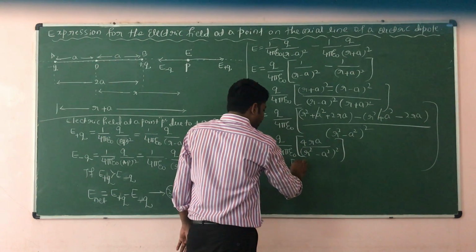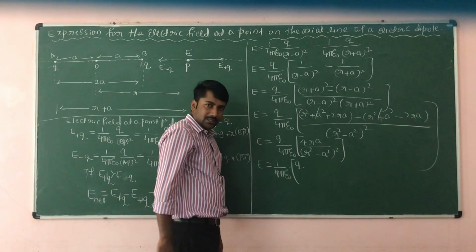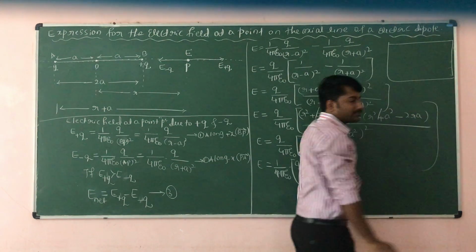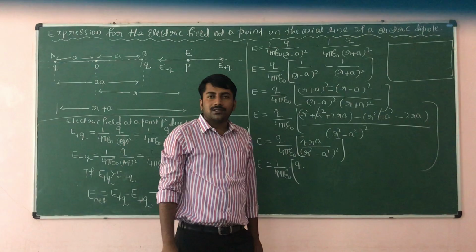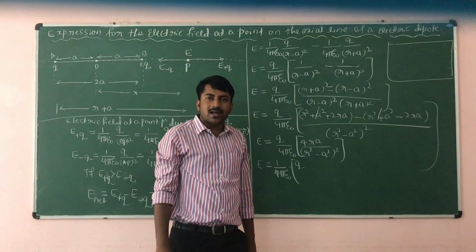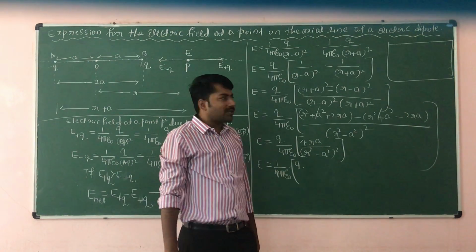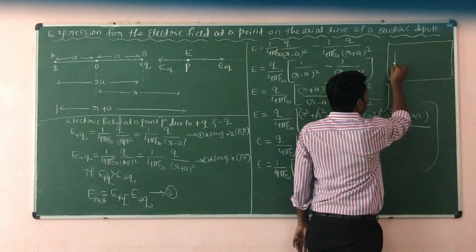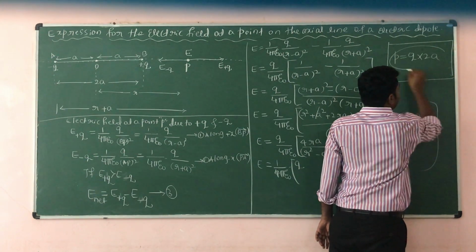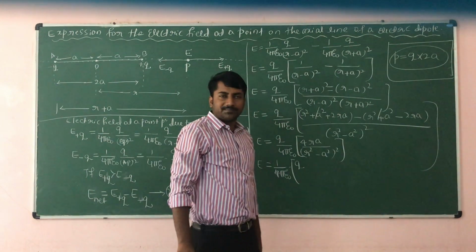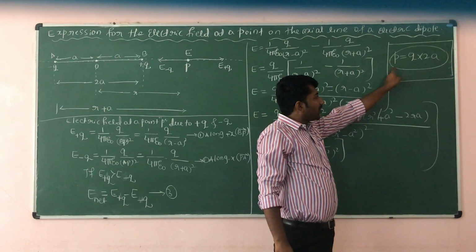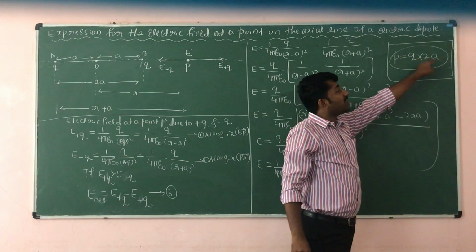Multiplying the Q value here, what do we get? But you know the formula for the dipole moment. Dipole moment means it is the product of strength of either charge and dipole length, that is P is equal to Q into 2A. Observe that point correctly. Dipole moment is defined as the product of strength of either charge and dipole length.